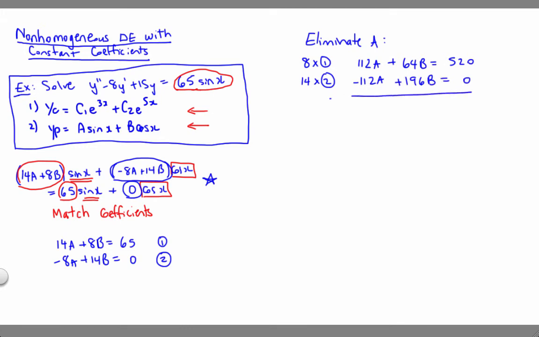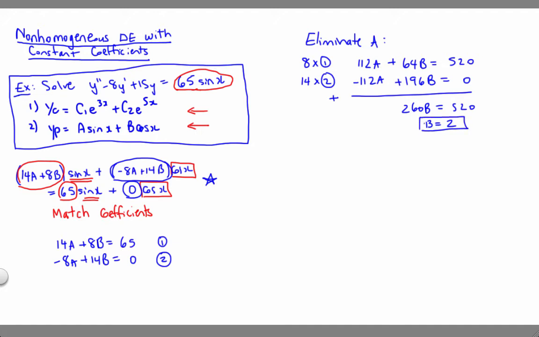Okay, so by adding these two equations together then, the a's will be gone. There's no a's, so we've eliminated those, and we're getting 260b is equal to 520. So that's great. Now we can solve for b. Dividing through by 260, b is equal to 2.